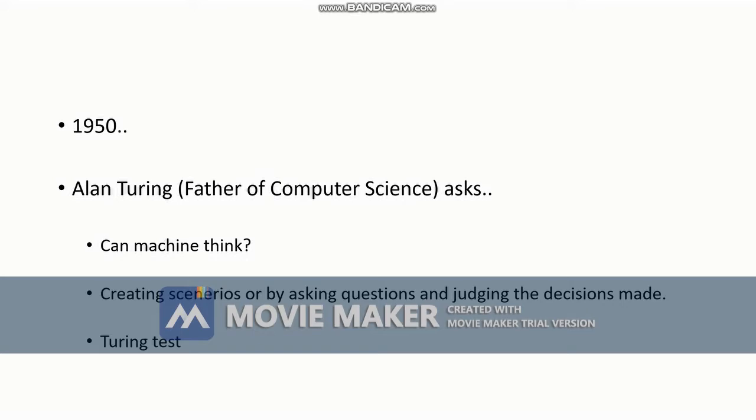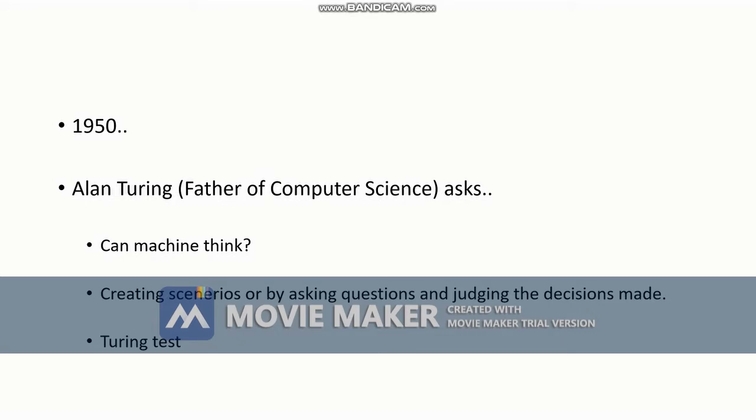Even a human being, if he or she is not able to communicate properly with other people, we cannot make out whether whatever we are trying to say to them, they are able to understand or not. So communication is a very critical point in AI systems also. We can know whether a machine can think or not by creating scenarios, by asking it questions, and based on the decisions that it makes, which it will be communicating to us.